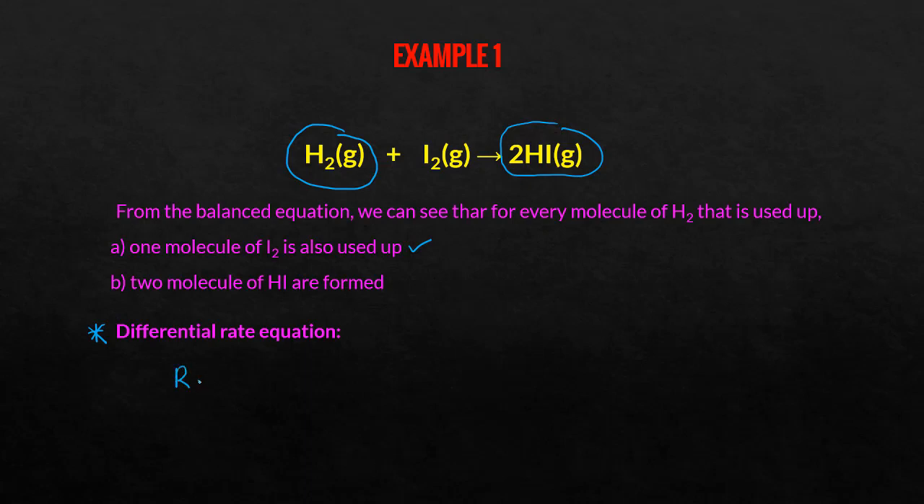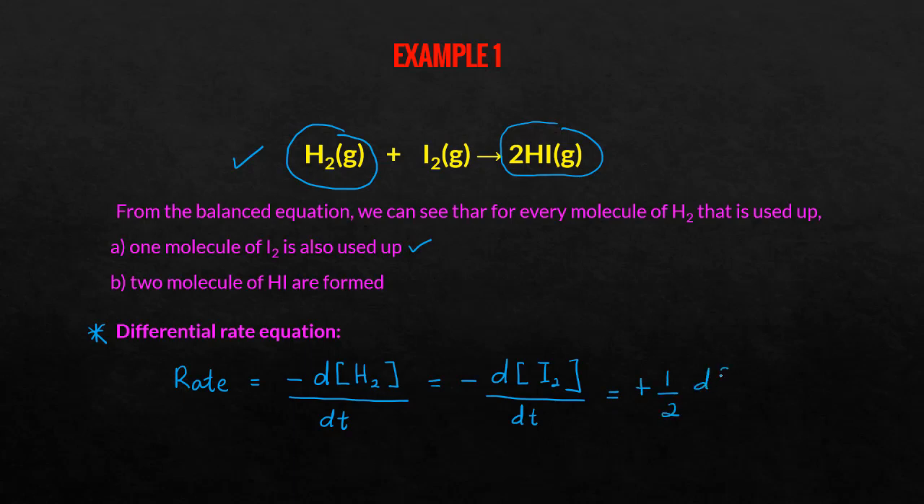Alright, so now how to write the differential rate equation for this reaction? You must start with rate. Rate equals to negative, since here is 1 mole, so tak perlu tulis 1 mole kat sini, terus d concentration of hydrogen gas. It is compulsory untuk ganti reactant dan produk yang sebenar, sebab dia dah berikan awak balanced chemical equation. Over dt equals to, kita relate dengan iodine, negative d concentration of iodine over dt, and equals to positive 1 over 2 d concentration of hydrogen iodide gas over dt. Okay, so this is how to write the differential rate equation for a chemical reaction.